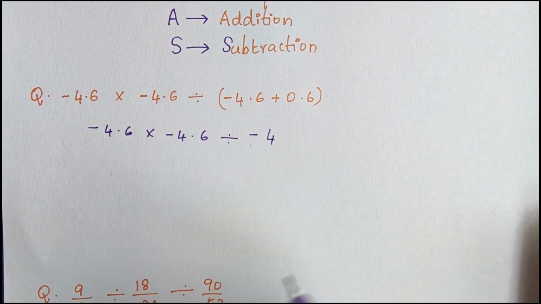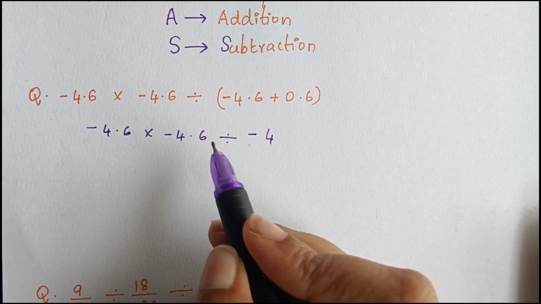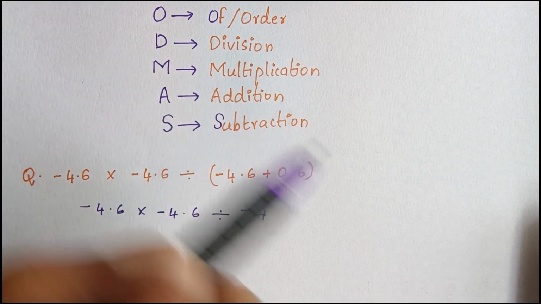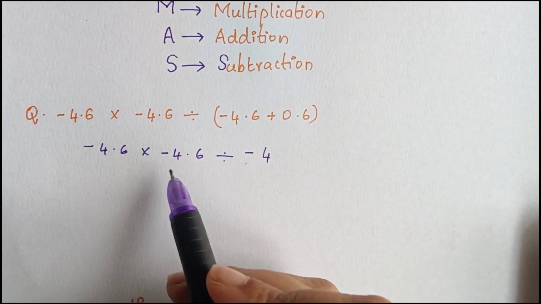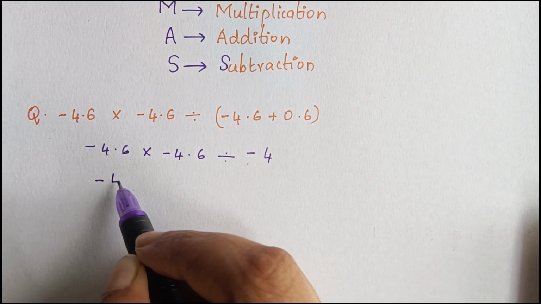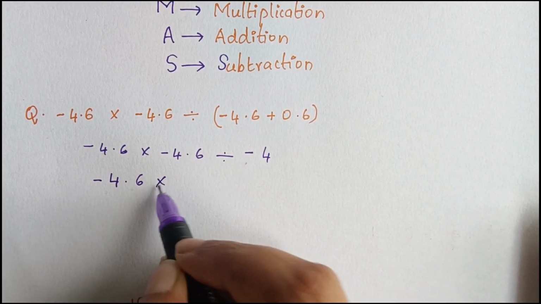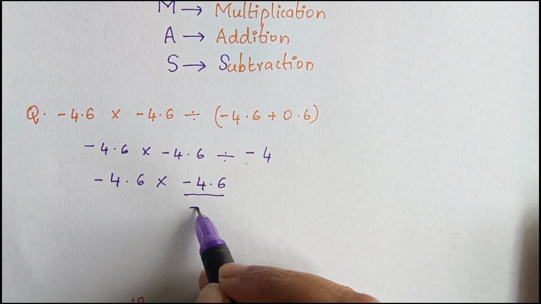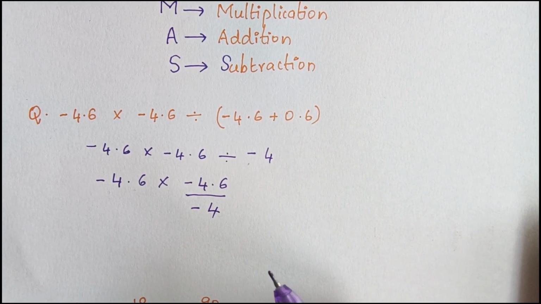Next, we have a multiplication and a division here. According to this rule, we should first solve the division part. So -4.6 divided by -4. So -4.6 into -4.6 divided by -4. Now we can solve this easily.